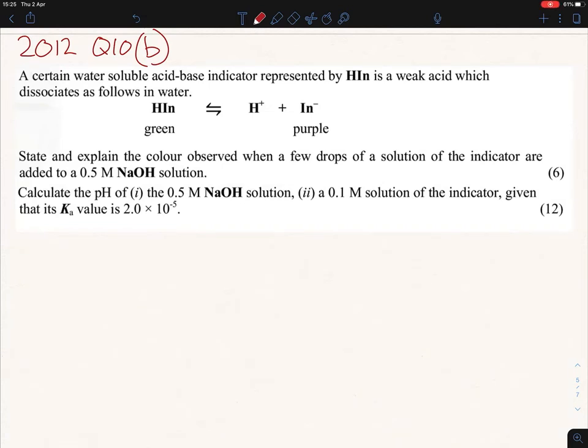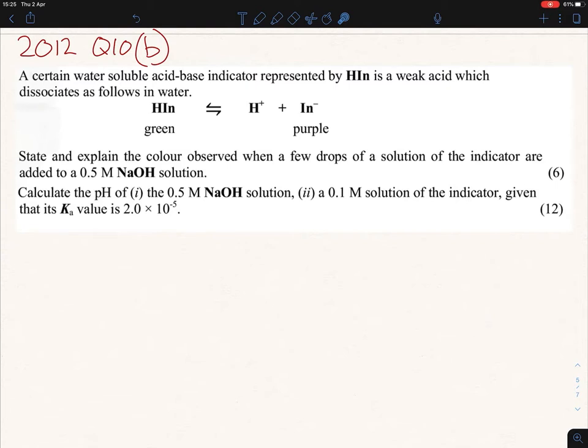Hi everybody, so we're looking at pH and indicators again, and this time we're going to look at 2012 question 10b. We've seen something similar to it before, but I like this one because even though it's similar to one before, it's a tiny bit different.